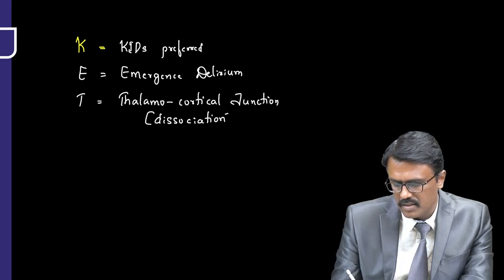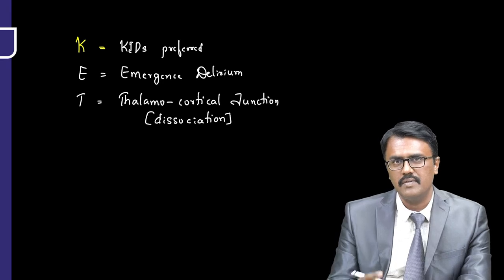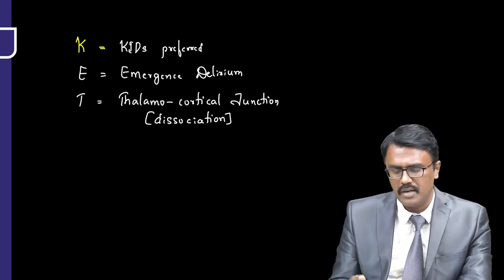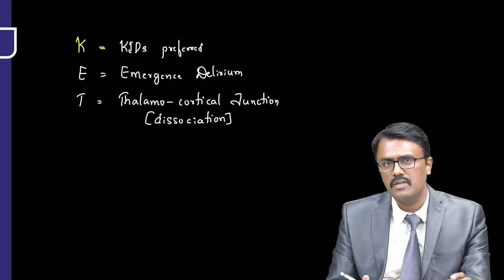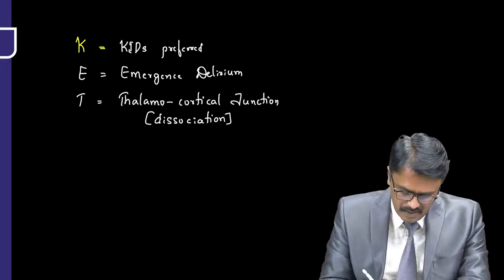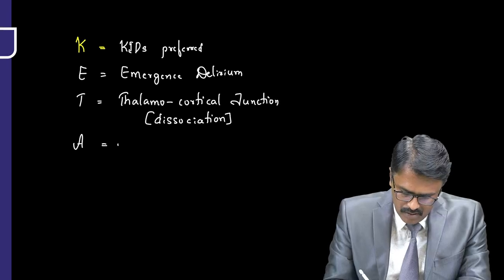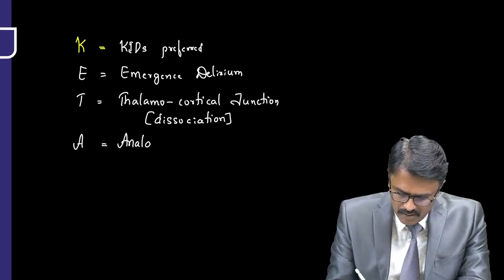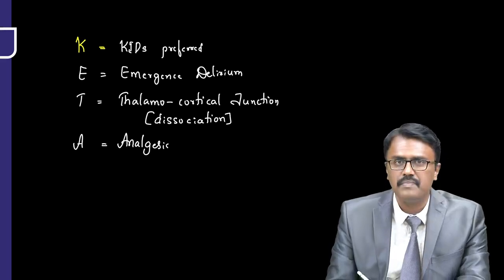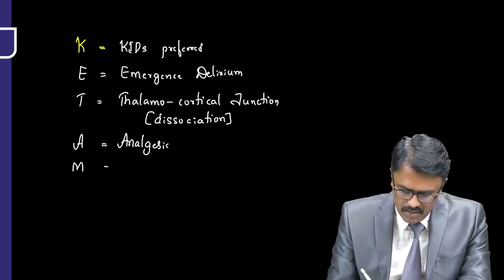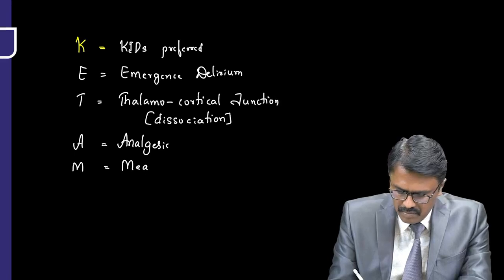The thalamus is the sensory area where we get a sensory output. So the drug affects there, and there is dissociation from one's own body. Now A: it's a very good analgesic, a beautiful analgesic drug is ketamine. And M for meals. Sir, what do you mean by meals?